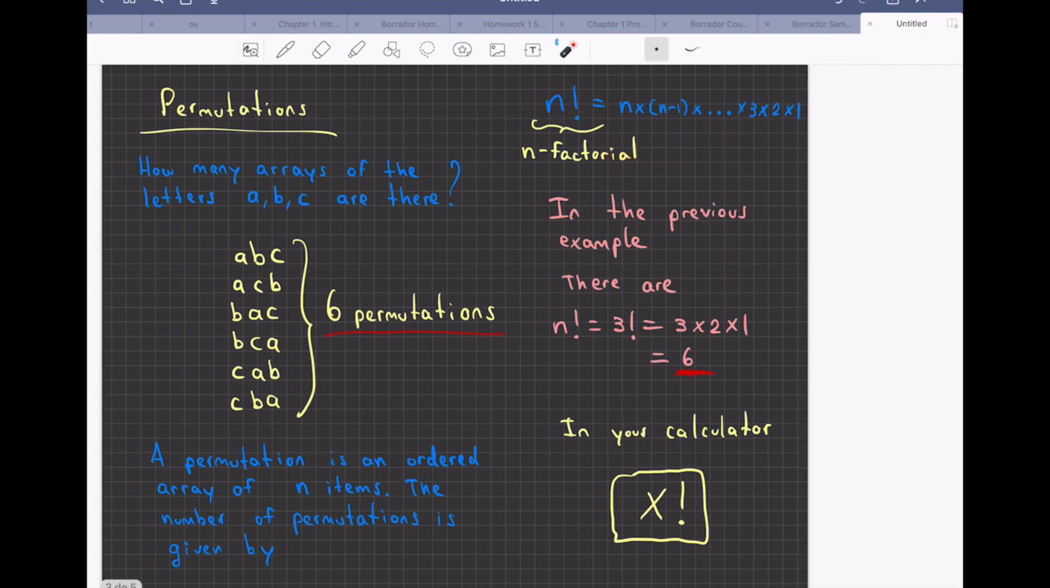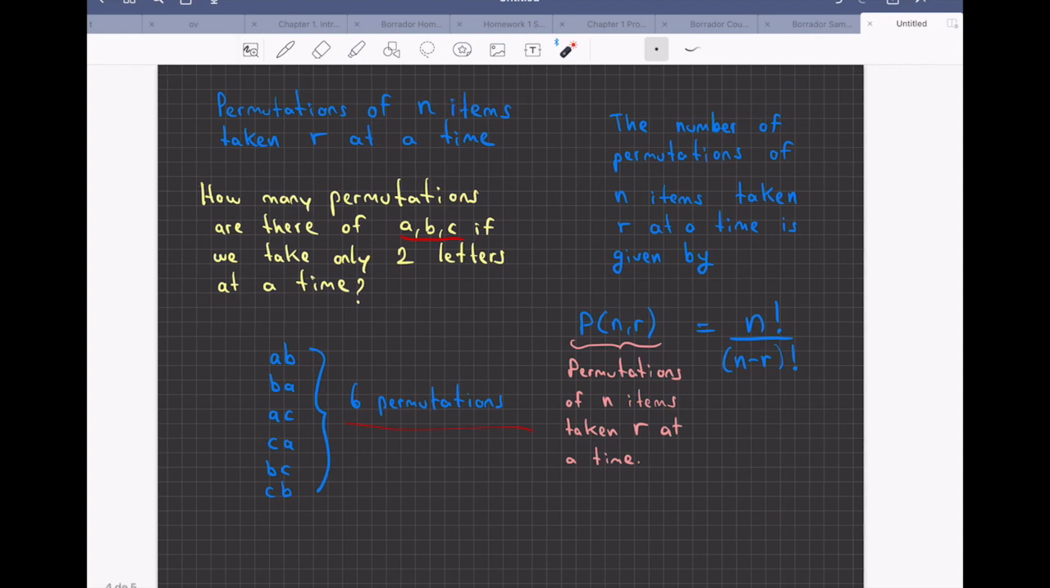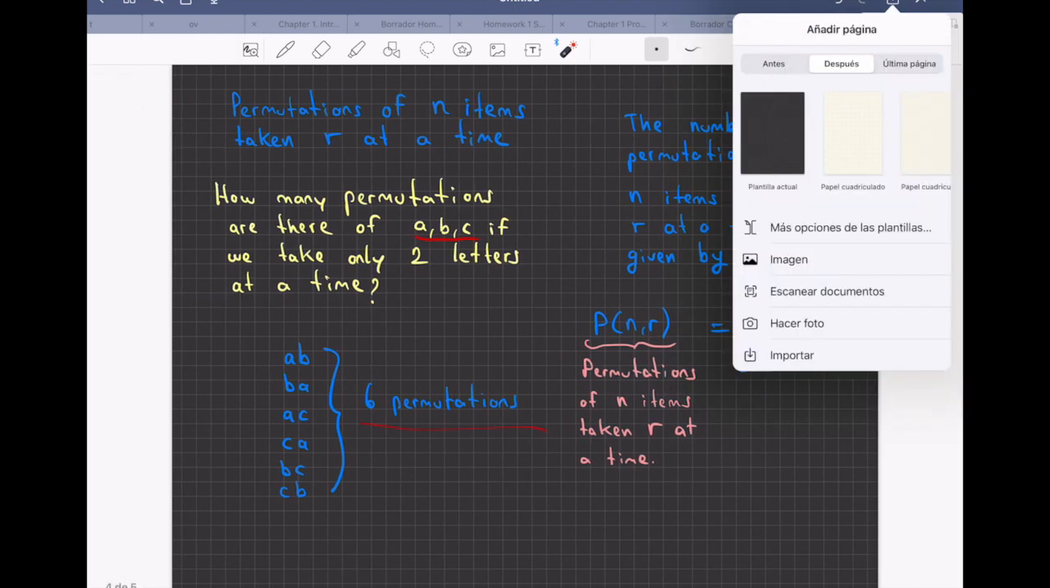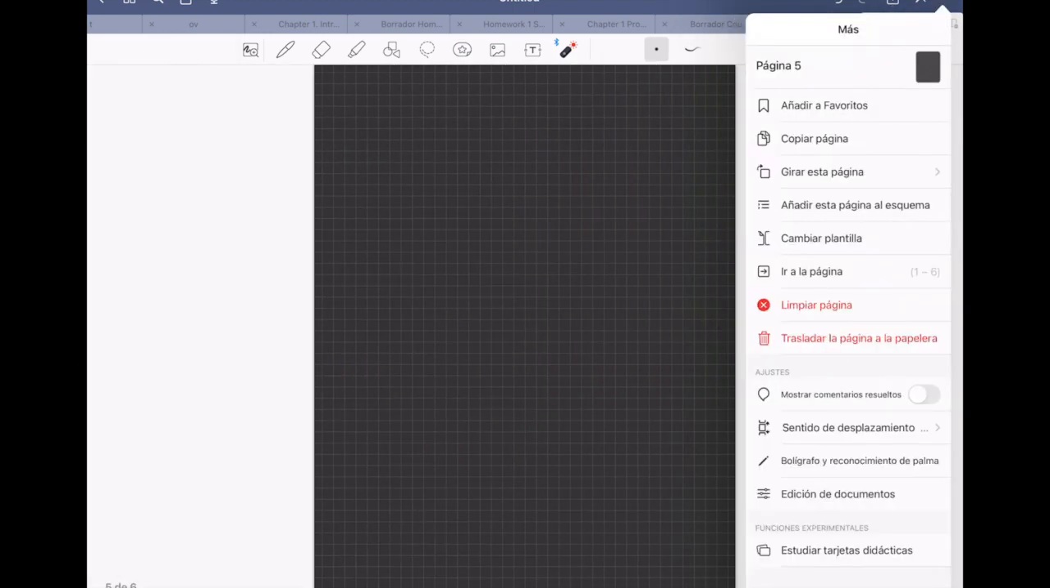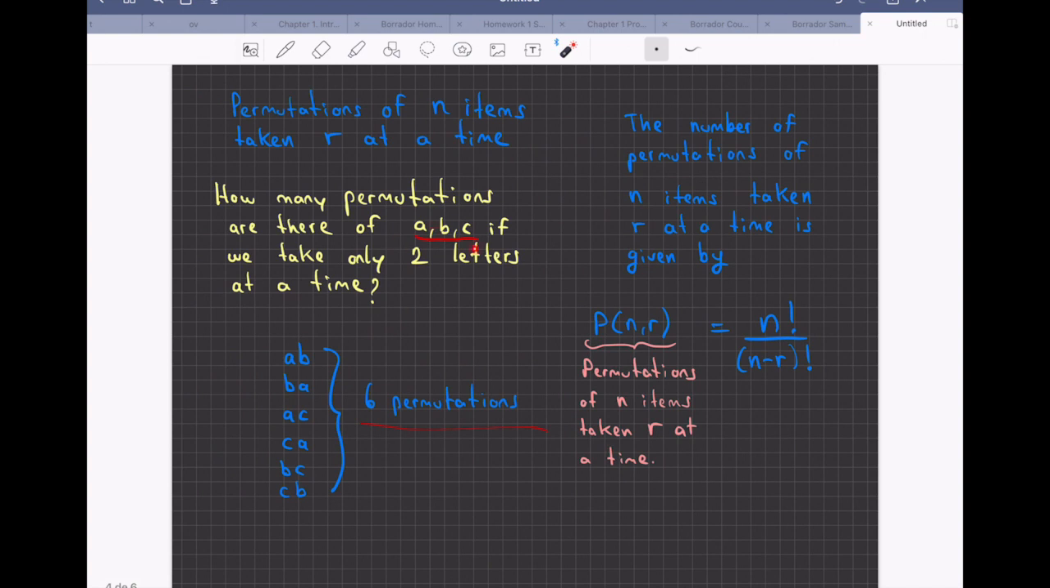So we have to compute a quotient of 2 factorials to compute the number of permutations of n items taken r at a time. In our example, we have n equal to 3 and r equal to 2. And yes, I'm talking about this example. We have 3 letters and we're taking 2 at a time. You see that? 2.